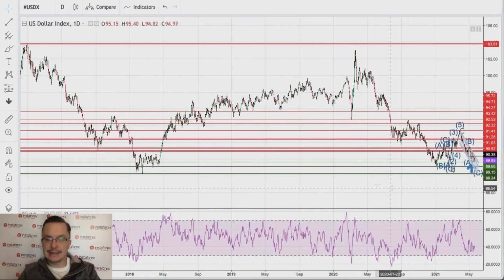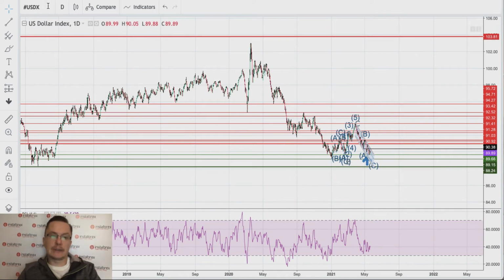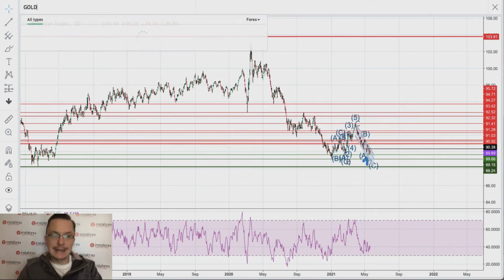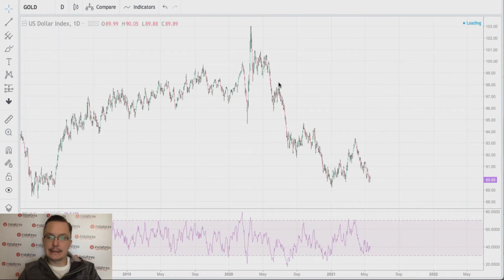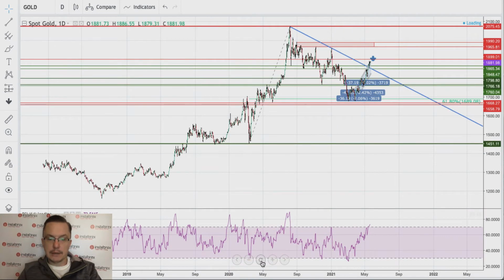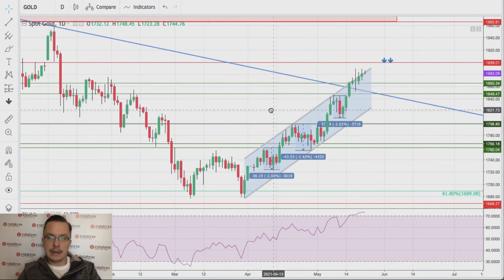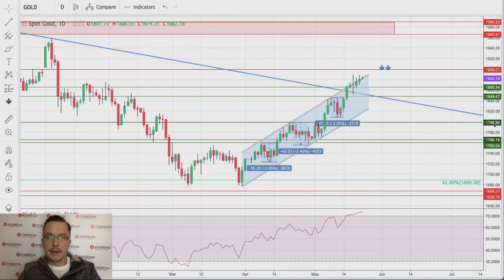So this is the next target, next long-term target for the US dollar. So if the US dollar is going down, is gold going up? Let's see if the gold is going up. What kind of a market correction we got here, and apparently, as you can see, we are going up. We are indeed going higher.